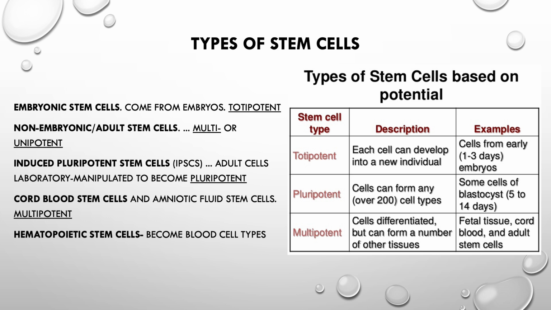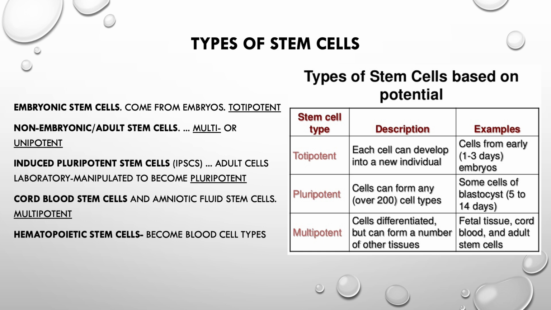There is a difference between these types of stem cells. Here on the right table, you can see their potential. Totipotent cells can develop an entire new individual. You may find these in one to three day embryos after conception, so early embryos. Pluripotent stem cells are more specialized than totipotent. Totipotent stem cells are completely unspecialized cells. Pluripotent cells can give rise to over 200 cell types, and you can find these in blastocysts about 5 to 14 days after conception.